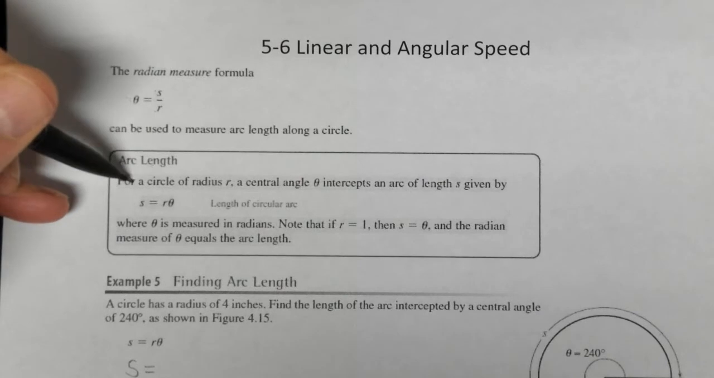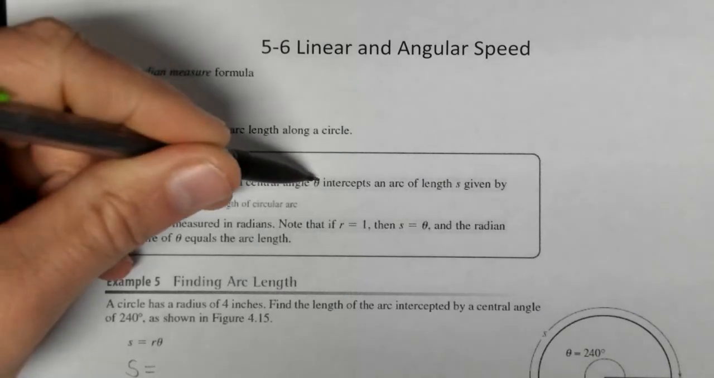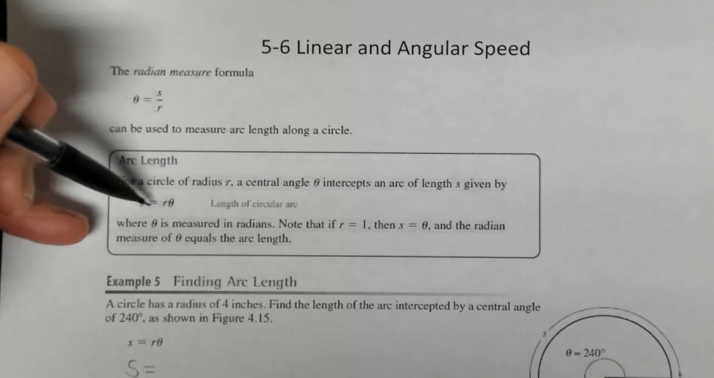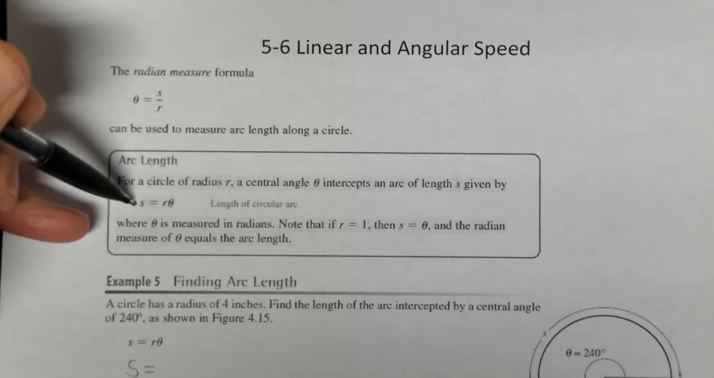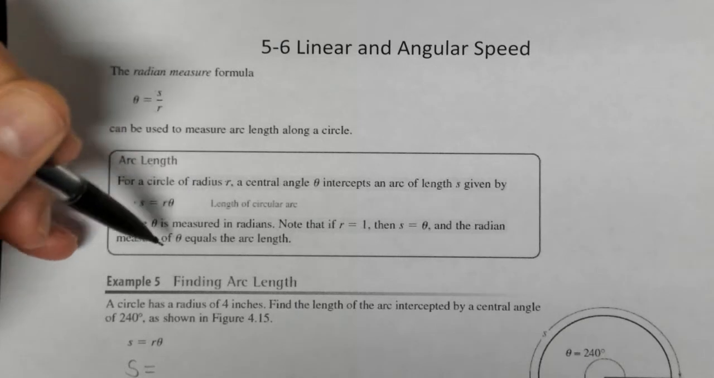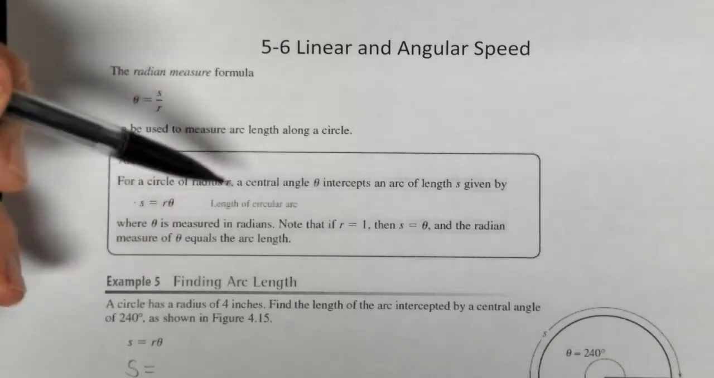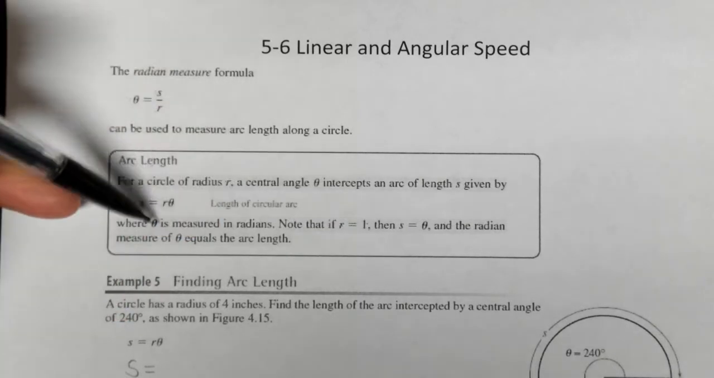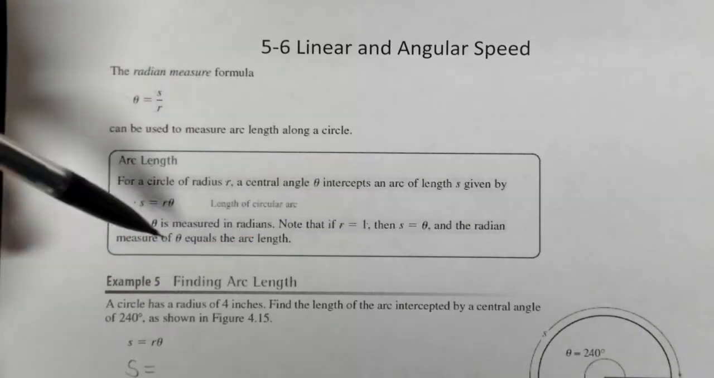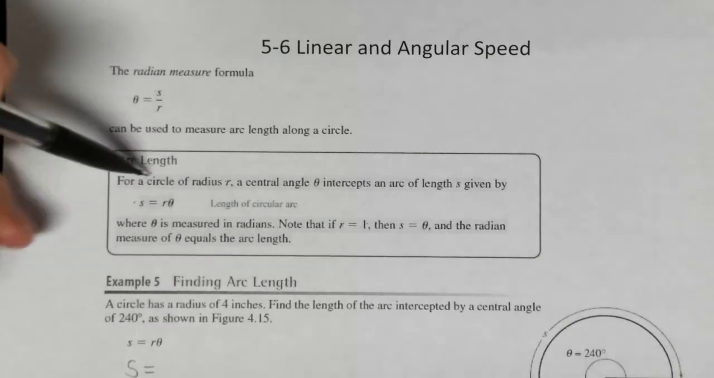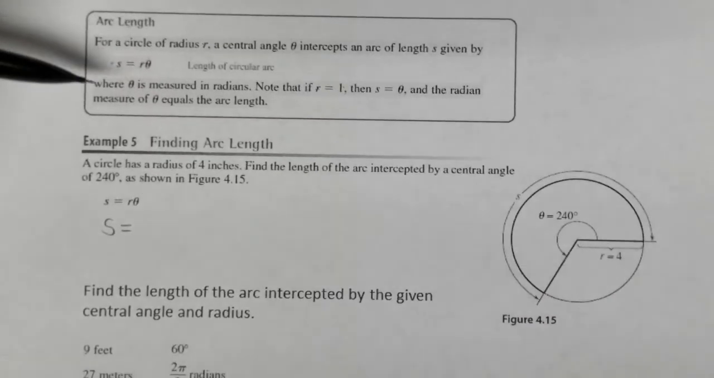So for arc length, if you have the radius and you have the central angle, then radius times the central angle equals the arc length, okay? And our angle here is measured in radians. Then, of course, if the radius is 1, you plug a 1 here, then the radian measure equals the arc length. Okay, so we have a few that we're practicing finding the arc length now from this formula.